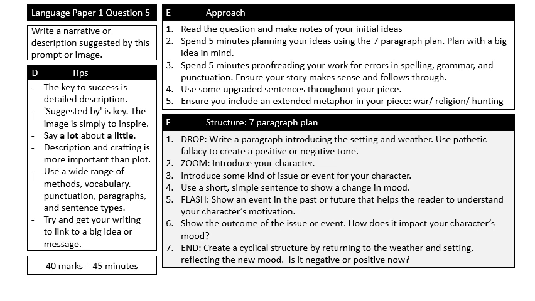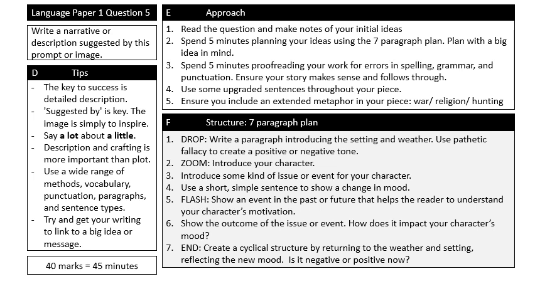Paragraph 4 will be a short, simple sentence that is deliberately short and simple to show a shift or change in your piece. Number 5 is a flash, so flashback, so show an event in the past or it could be the future, so flash forward, that helps the reader to understand your character. Number 6, show the outcome of the issue or event, so how does it impact your character?